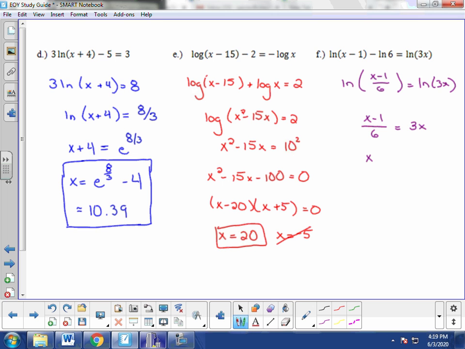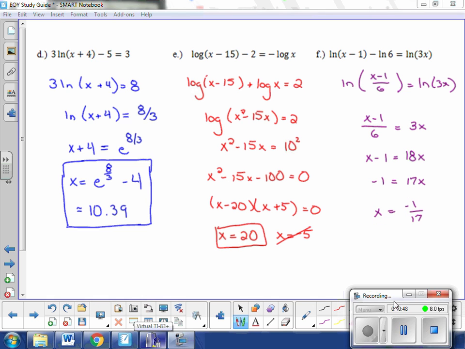And then I can go ahead and solve by multiplying by 6, and then subtracting x, so negative 1 equals 17x, and then divide by 17, so x equals negative 1 over 17. If I wanted to round that, I could round that as well.